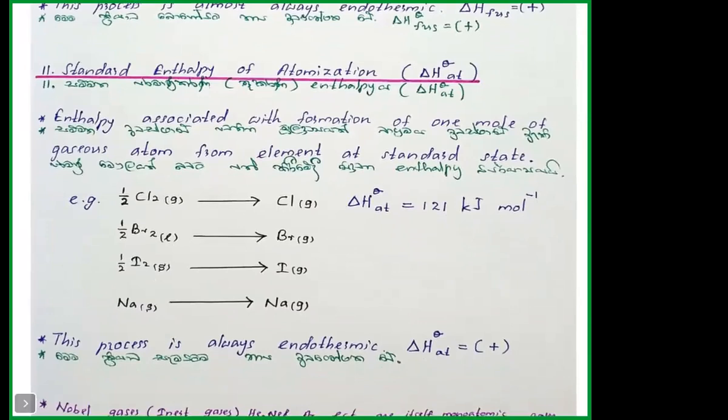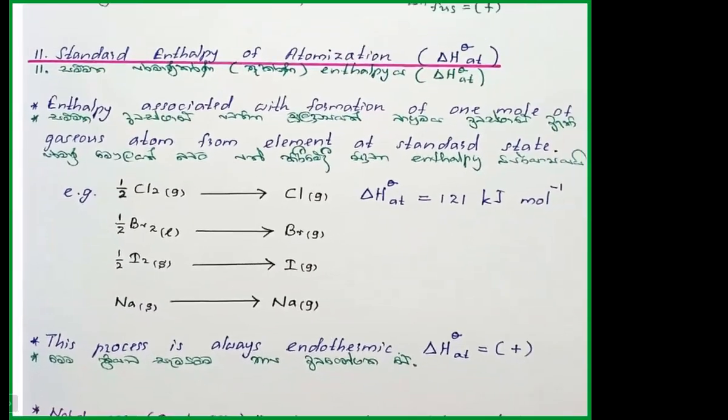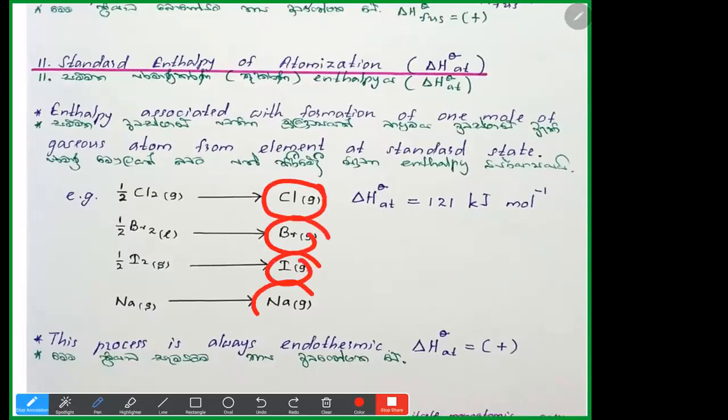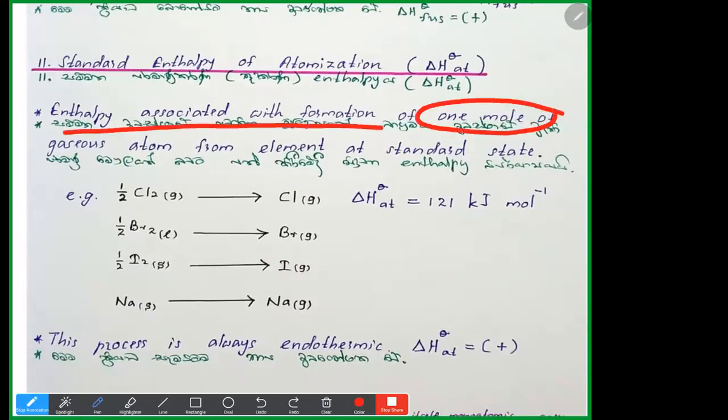You are making atoms from whatsoever. So this is the atom. You are making the atom, whatever it is, regardless. So enthalpy associated with formation of 1 mole of gaseous atoms from elements at standard state. Okay, see, elements at standard state.